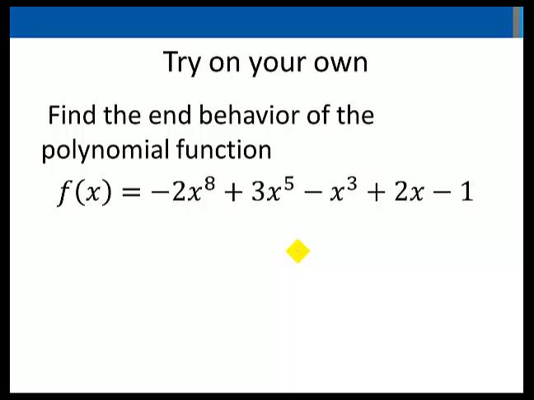Try on your own. Find the end behavior of the polynomial function f(x) = negative 2x to the 8th plus 3x to the 5th minus x cubed plus 2x minus 1.